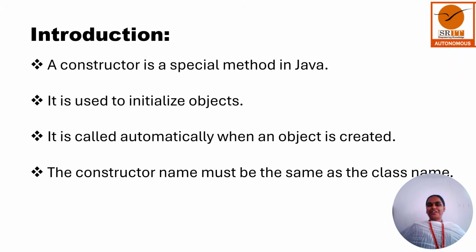Now coming to the introduction, a constructor is a special method in Java. It is used to initialize objects. It is called automatically when object is created. The constructor name must be same as the class name.